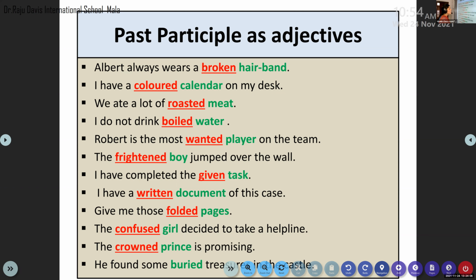I do not drink boiled water. It is good to drink boiled water, right? But this child, he doesn't like to drink boiled water. So he'll get disease quickly. So I do not drink boiled water. The word boiled, the past participle form, is used before a noun. And here it is used in the form of an adjective. So boiled is a verbal adjective in use.